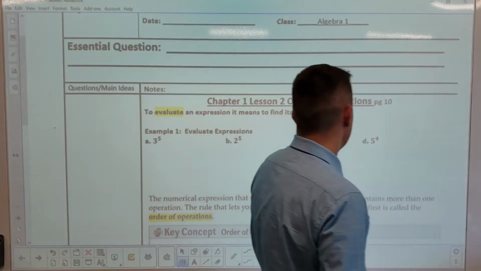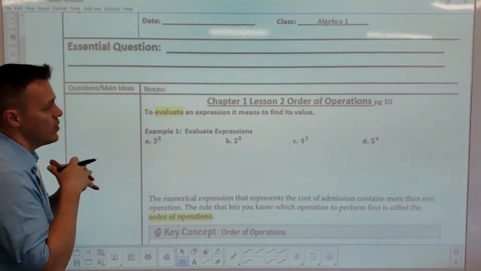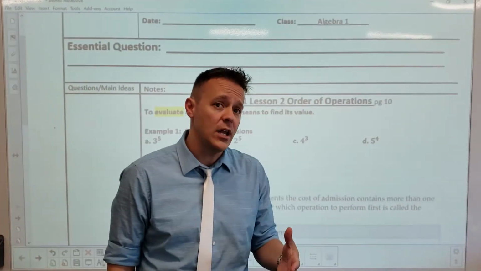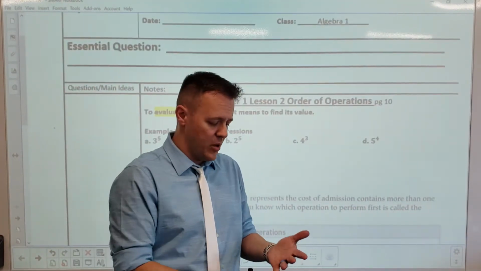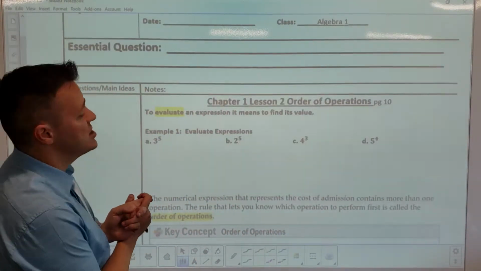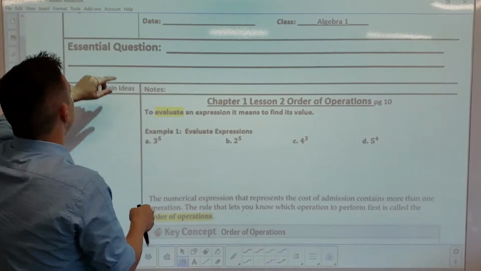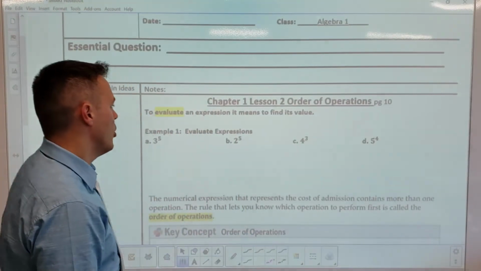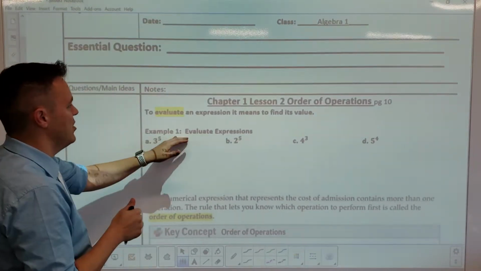So what I want to make sure you guys do is understand how we're going to evaluate and do order of operations. Now, you've done order of operations your whole life. It's PEMDAS, right? Parentheses, exponents, multiplication, division, addition, subtraction. You guys can't see, I have a little PEMDAS sign up here that I keep above our board just to remind us. Okay, so we're going to evaluate an expression.